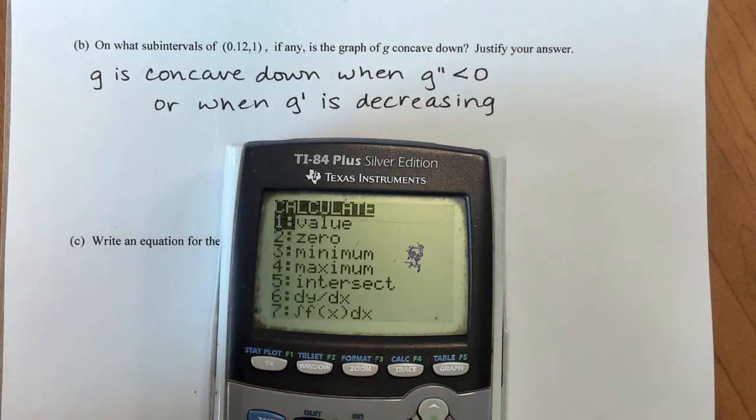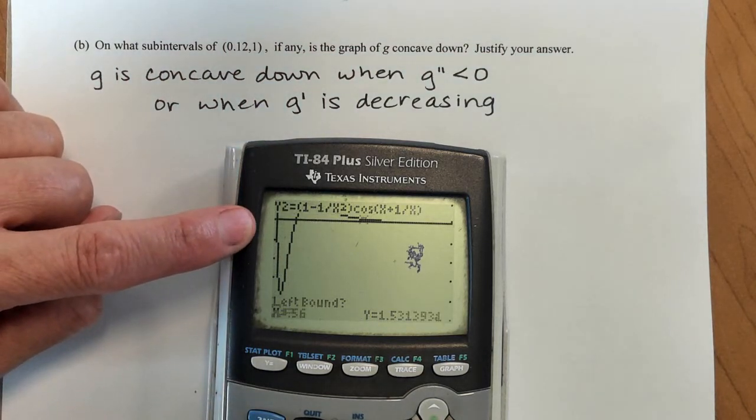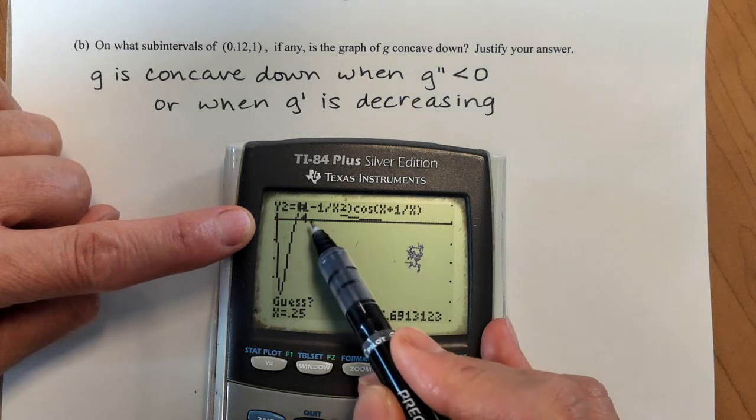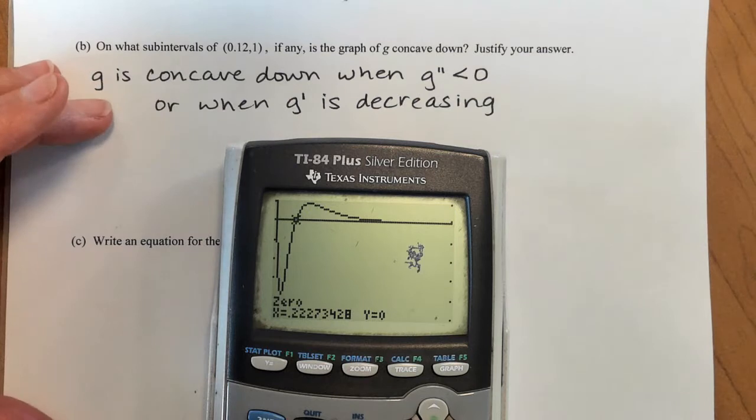So I'm going to calculate the zero, and I'm going to start at 0.12. And I'll go to, I don't know, 0.25. Oh, that's going to be too big. I'm going to have to switch that. Let's see, it's giving me the second one.